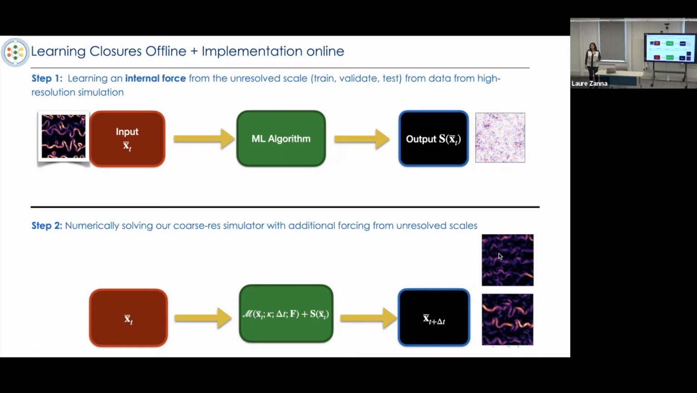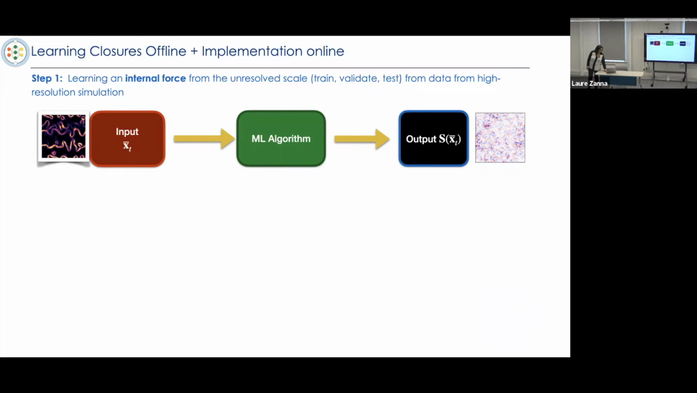I'm going to pause for a second. Yeah? Great. So first part, we're going to learn the missing forcing with a machine learning algorithm. Second part, we're going to plug it in a coarse resolution model, and cross our fingers that we actually do better than the coarse resolution model by itself or a coarse resolution model with an old parameterization.